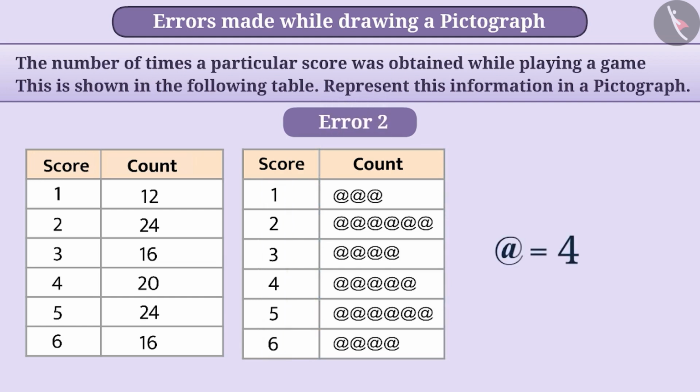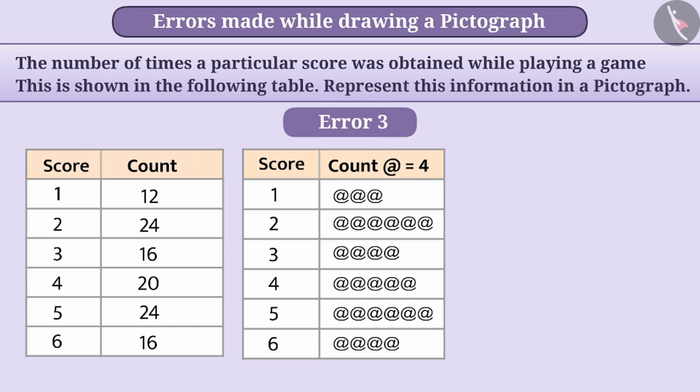Error 2. Some children choose a symbol, assign a value to it, and create a pictograph. But they do not show the value of the symbol on the pictograph. This makes it difficult to read the pictograph. Therefore, it is necessary to indicate the value of the symbol on the pictograph.